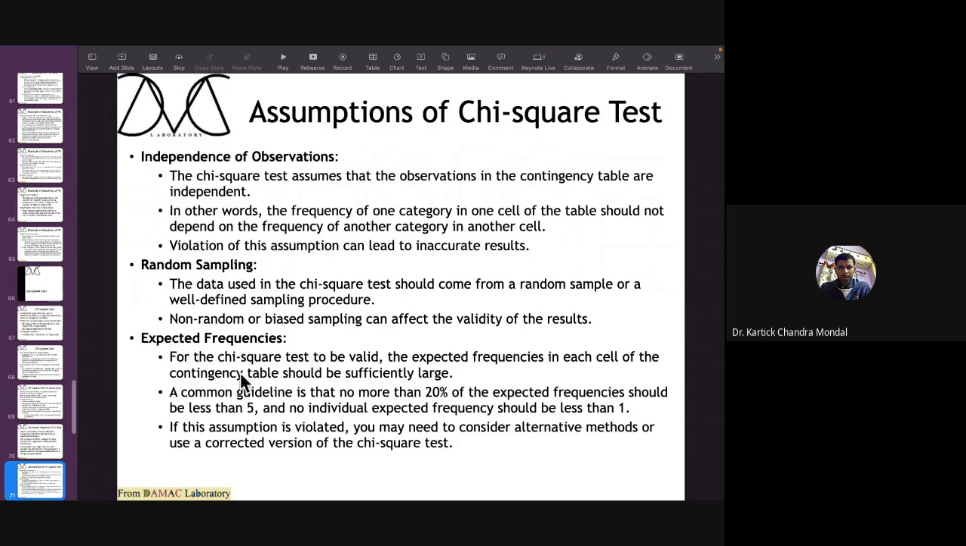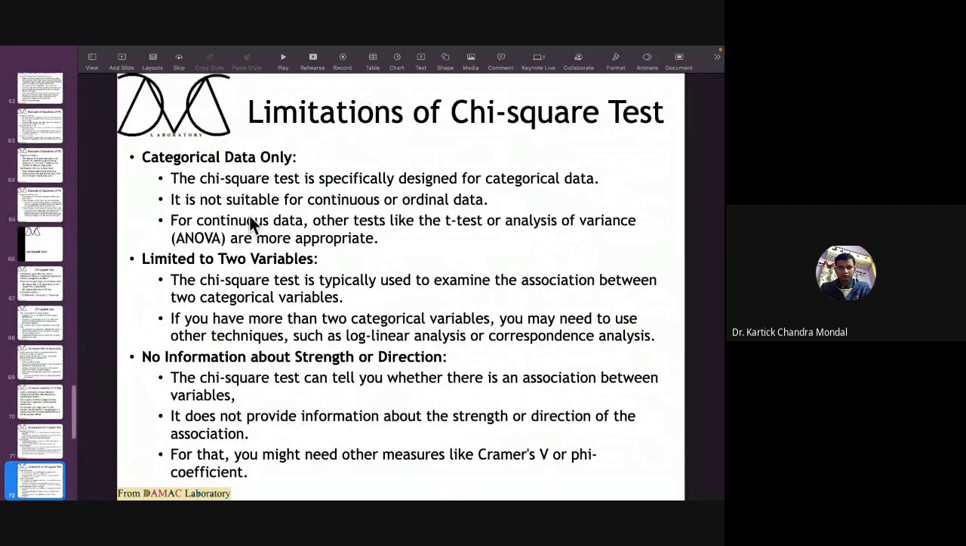Expected frequency: a common guideline is that no more than 20% of the expected frequencies should be less than 5. If this assumption is violated, you may need to consider alternative methods or use a corrected version of the chi-square test for finding out the association between two values. And another limitation of this chi-square test is that it works only on categorical data.